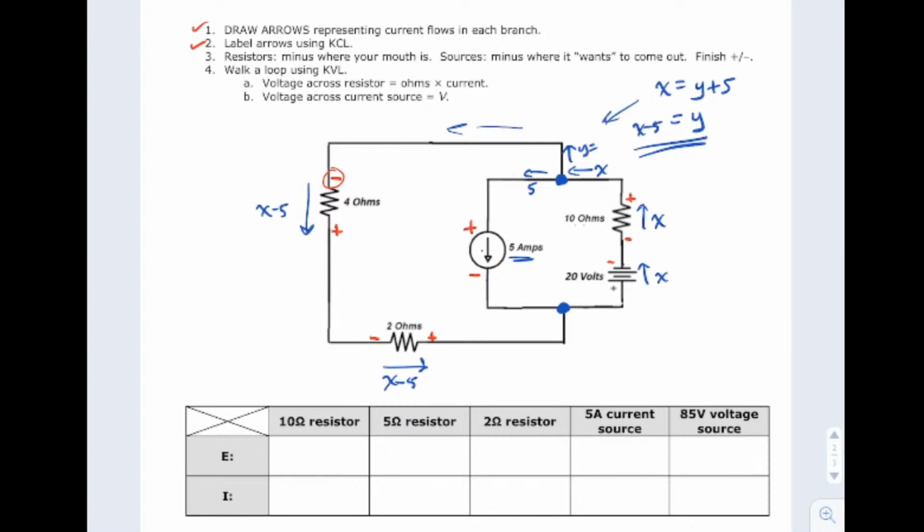So I guess we did that. Got all our minus pluses set up. So it's time to start walking around. Again, we got 3 choices of loop here.